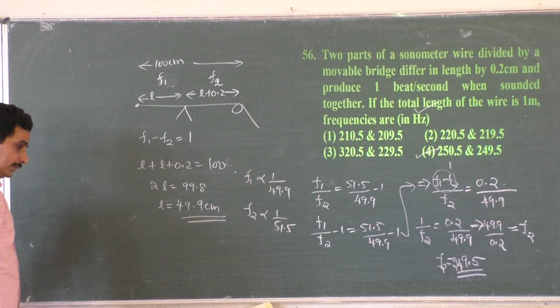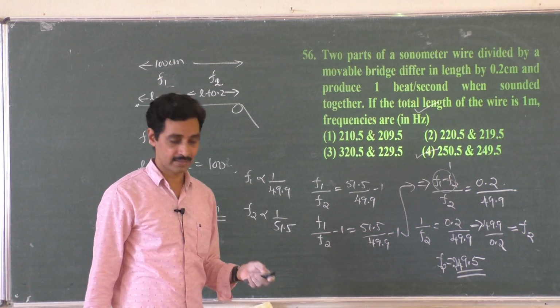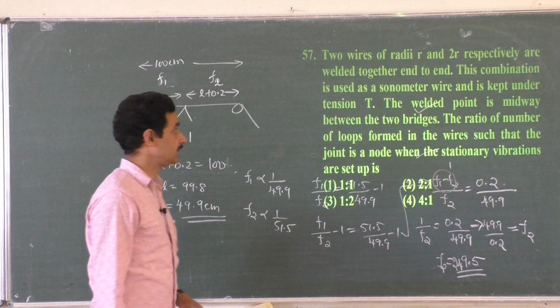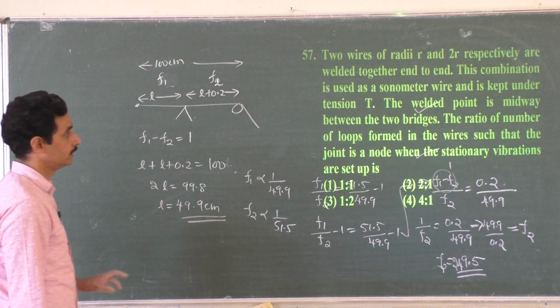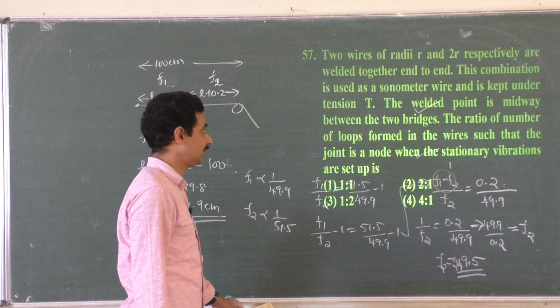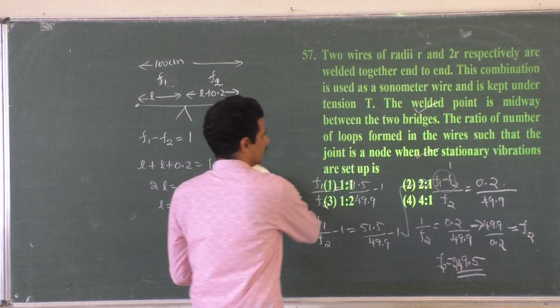Similar to the previous one, but you should carry on with the mathematics also. Steps. Question 57. Two wires of radii r and 2r respectively are welded together end to end.